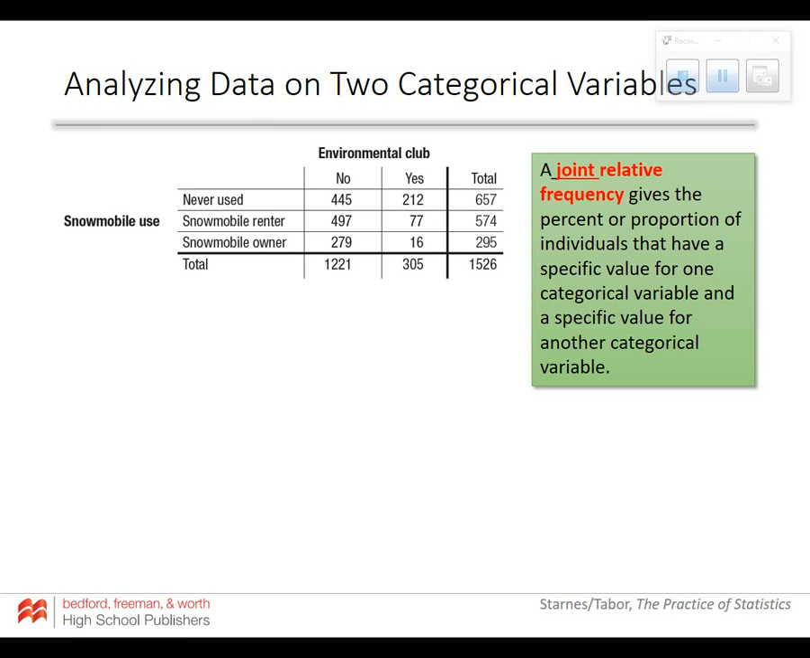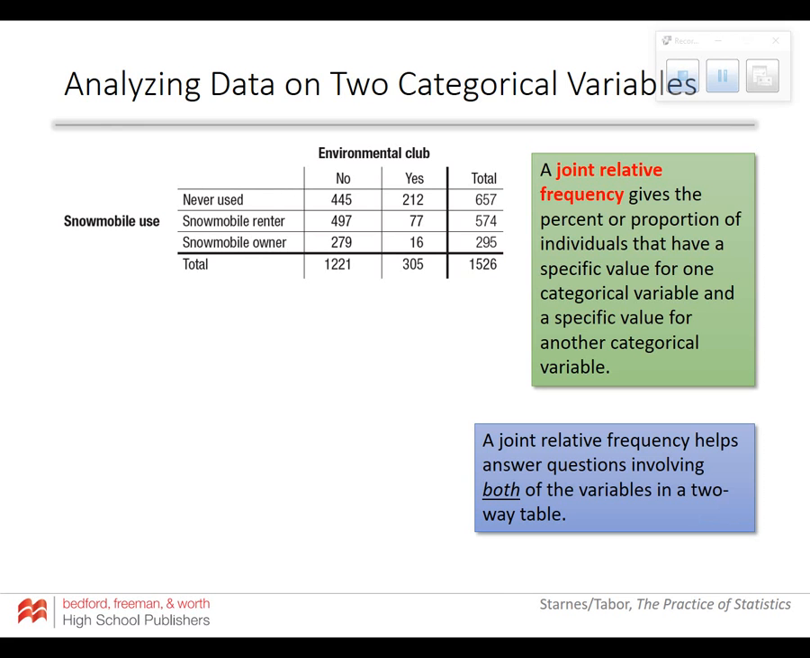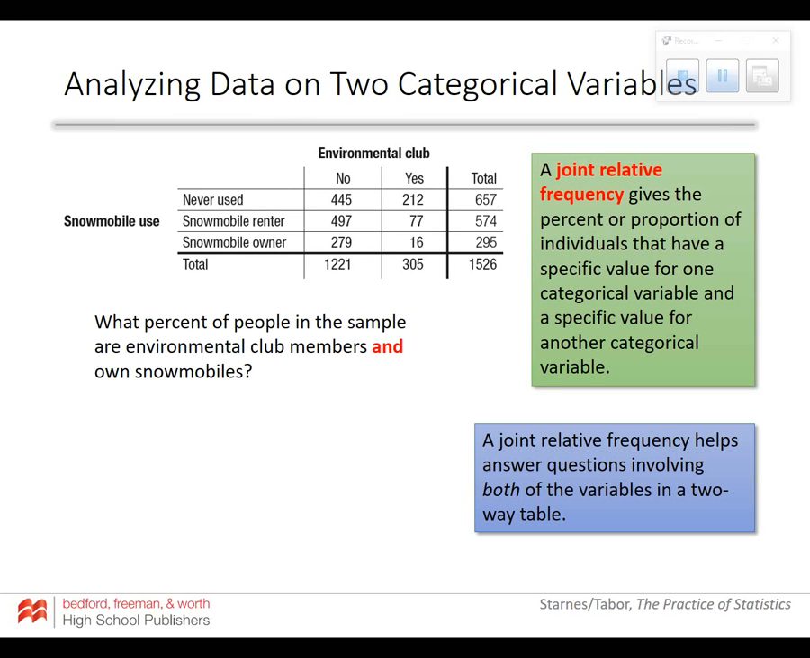Joint relative frequencies give you the percent or proportion of individuals that have a specific value for one categorical variable and a specific value for another categorical variable. So we're looking now at two categorical variables. A joint relative frequency helps answer questions involving both of the variables in a two-way table. So for example, what percent of people in the sample are environmental club members and, notice the and is outlined there, own snowmobiles? So it has to meet both criteria. So you look for the number that represents environmental club members and own snowmobiles.